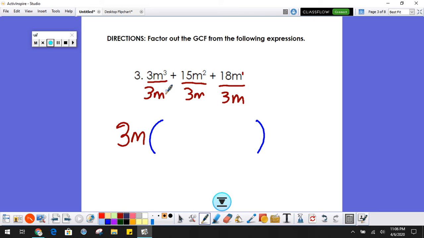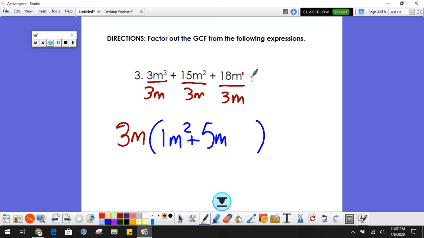m to the third, m to the 1, 3 and 3. 3 divided by 3 is 1. You don't have to write the 1. m to the third, m to the 1. Remember, we subtract, so 3 minus 1 is 2, so m to the second. Then I move over to the middle term. 15 divided by 3 is 5, and that's positive 5. m to the 2 minus 1 is m to the 1, so m.